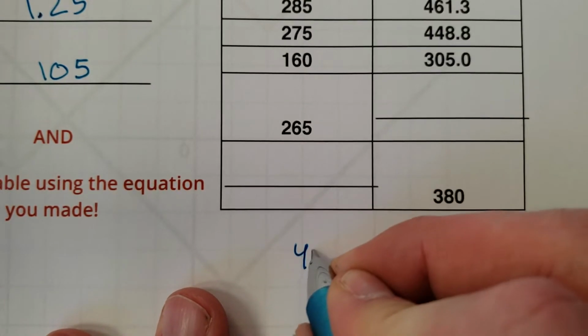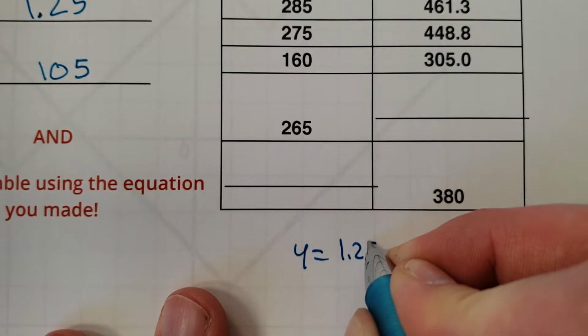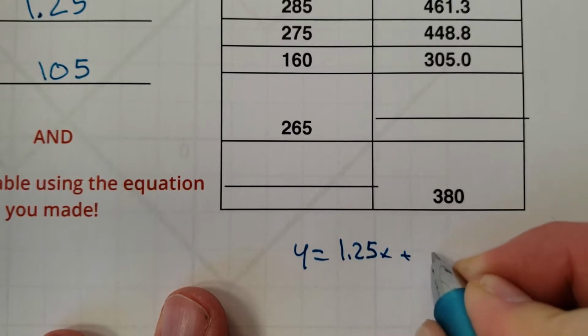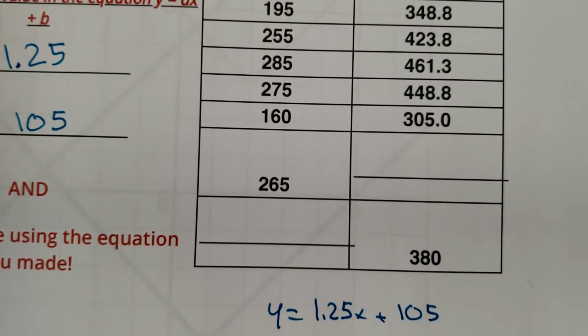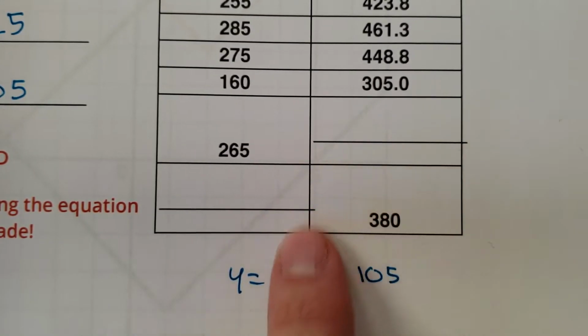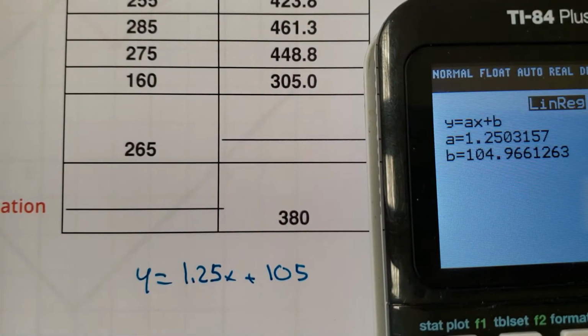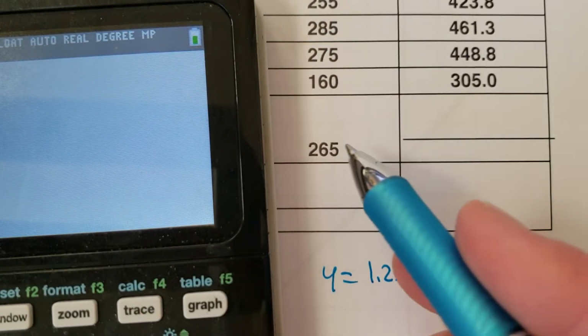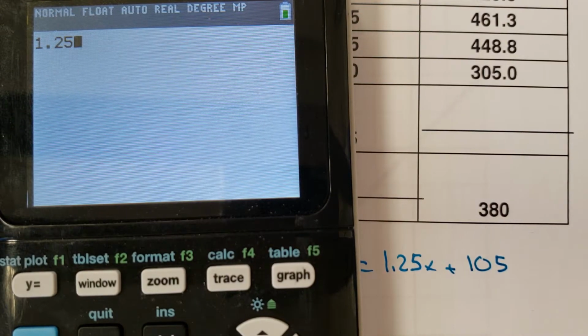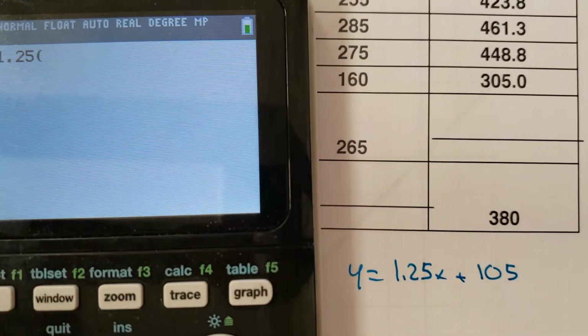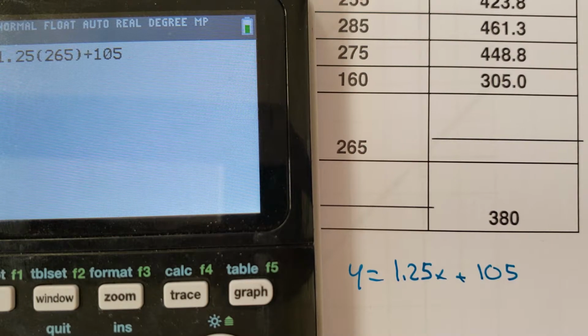Our equation is going to be y equals 1.25x plus 105. Okay, so let's go ahead and fill out the rest of our table and see if we can find what's missing. Okay, so the first one is the x value. The x value goes right into the equation, so I'm going to go 1.25 times 265 plus 105.